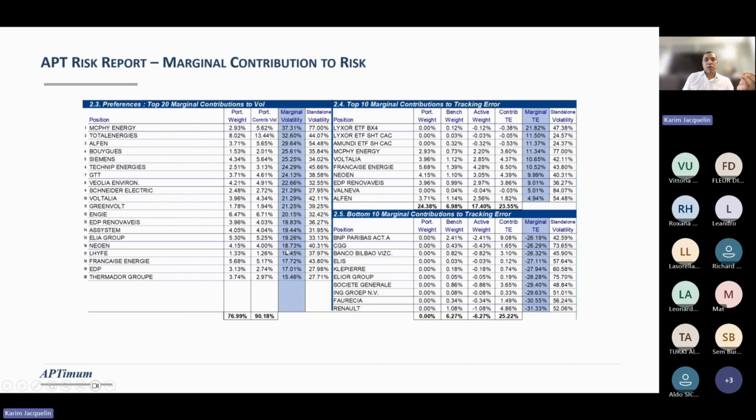It can also be very useful if you want to increase some position and you want to limit the impact on the portfolio volatility. Then it can be interesting to add more weight, in this case, to Thermador Group Security, because the marginal volatility is lower. The marginal volatility is just a product of two terms. It's the volatility of the security multiplied by the correlation of the security to the portfolio.